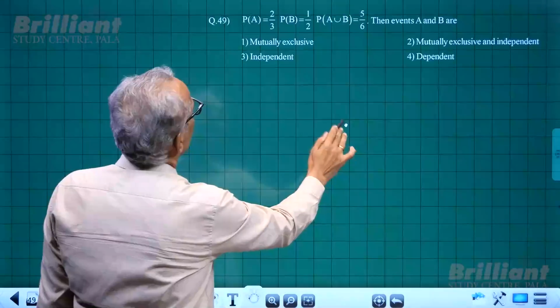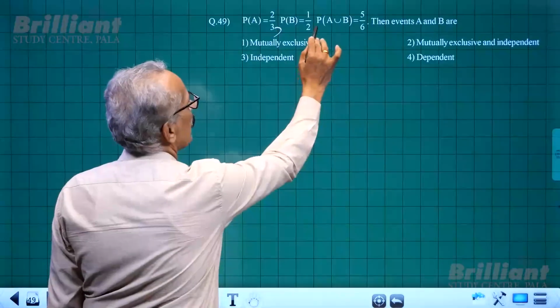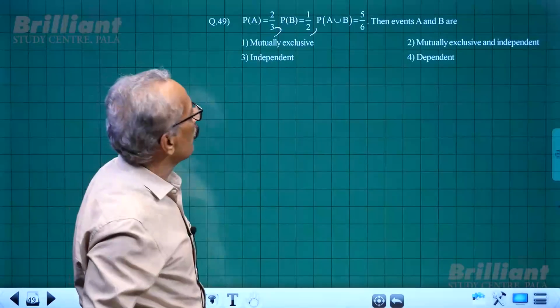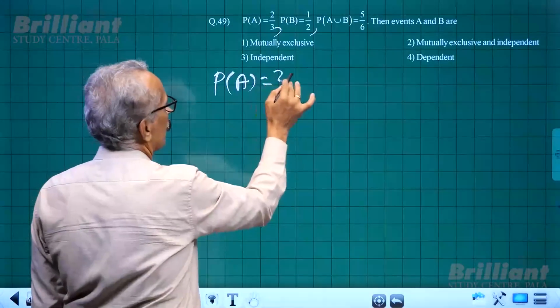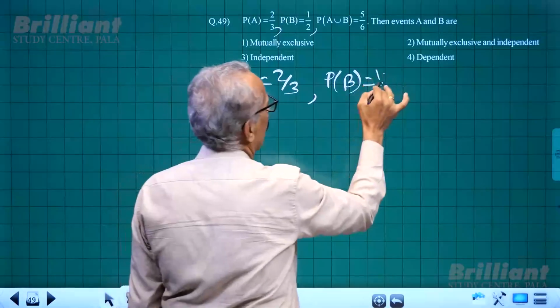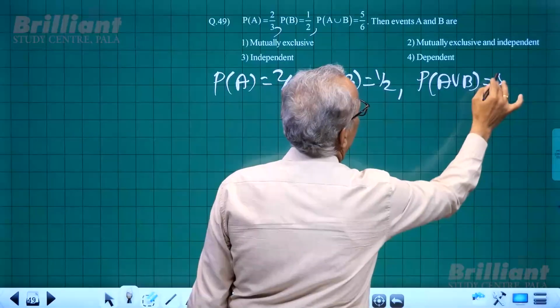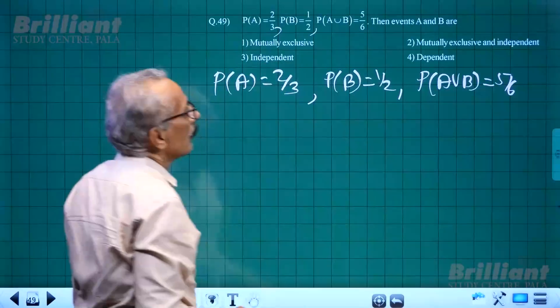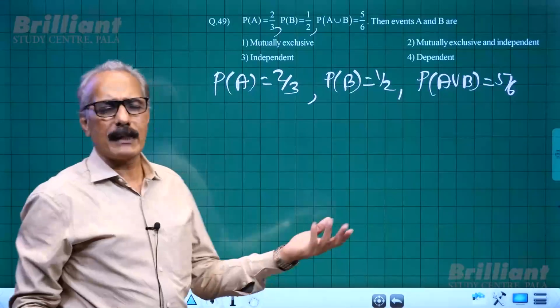On to the next. Probability of A is given. Probability of B is also given. Probability of A union B is also given. So we are given probability of A is equal to 2 by 3, probability of B is equal to 1 by 2, and probability of A union B is equal to 5 by 6. We want to know whether A and B are independent, mutually exclusive, etc.